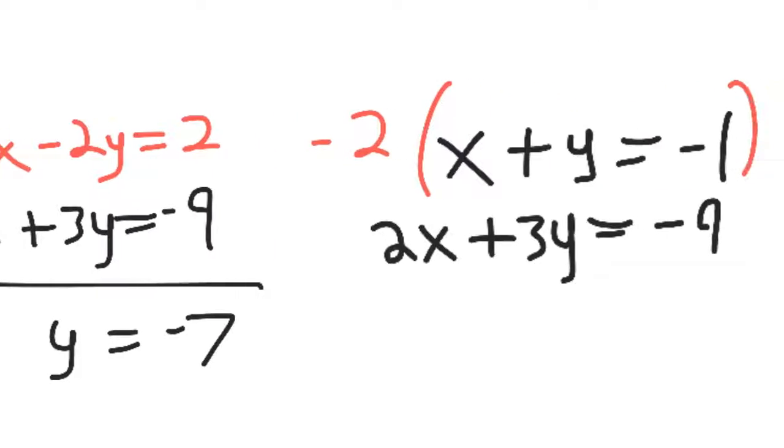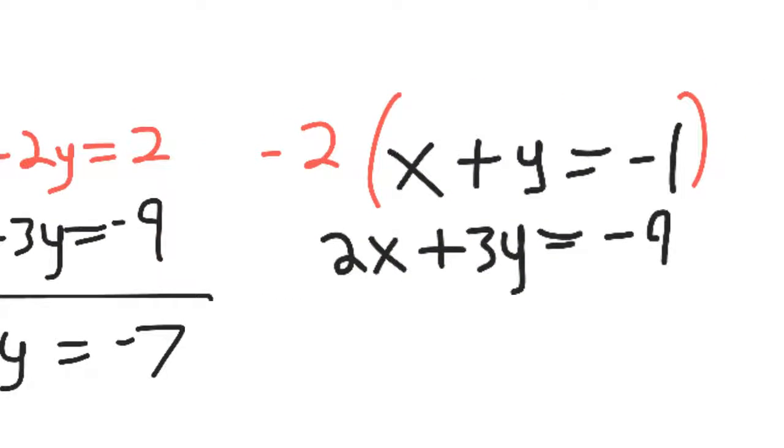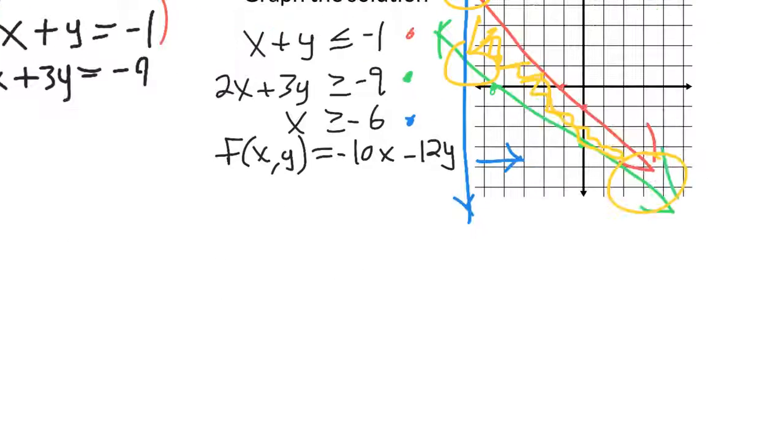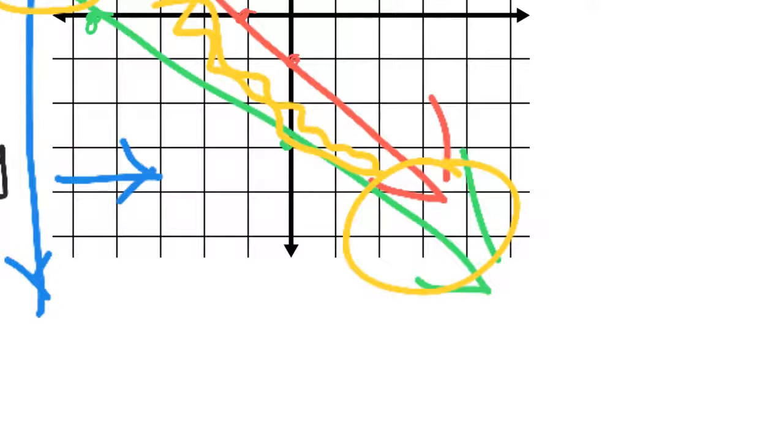So that's the y coordinate of where they cross. And if you want the x coordinate, you just got to plug -7 back in for y. So x plus -7 makes -1. X would equal +6 there, because 6 plus -7 makes -1. So when you solve that as a system, you get 6 and -7. That's the coordinate for where these two lines cross. We'll want to write that down.